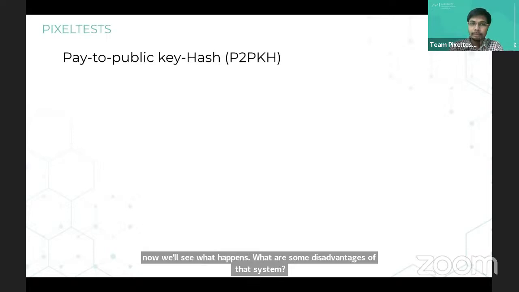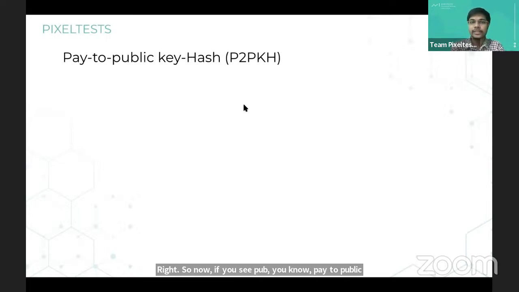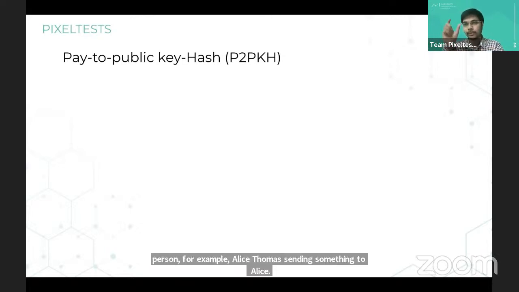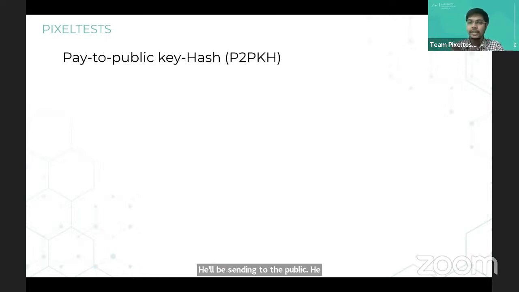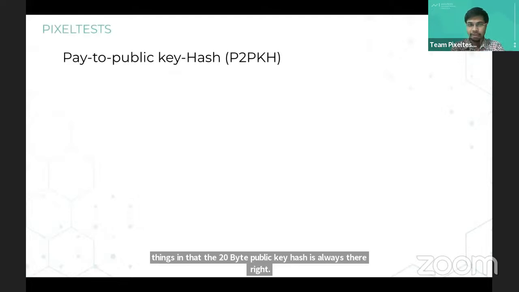So now if you see pay to public key hash, this is the system that we have seen. You are going to pay to the public key hash of a person. For example, Tom is sending something to Alice, he'll be sending to the public key hash, because if you remember the operations, OP_DUP and all those things, in that the 20 byte public key hash is always there. So in a way, you're paying to the public key hash.